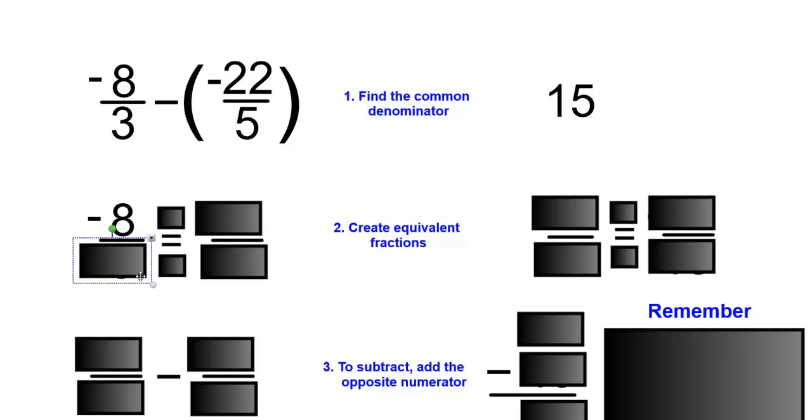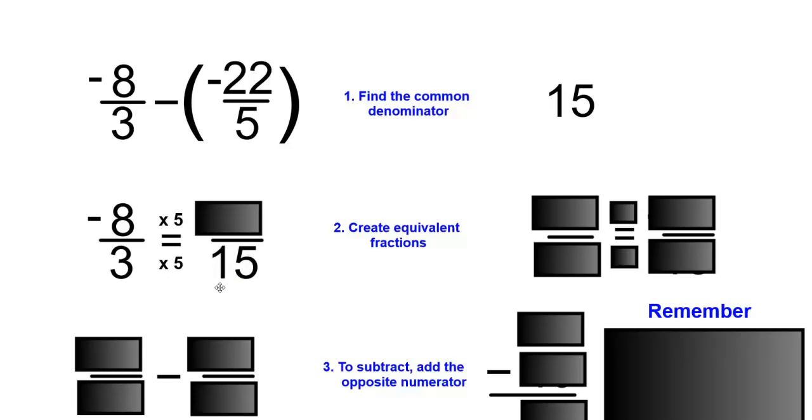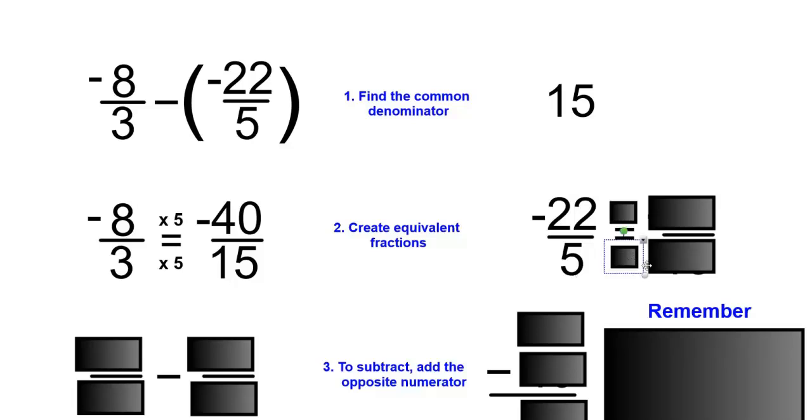So we have -8/3. To make an equivalent fraction with a denominator of 15, we multiply 3 by 5, therefore multiplying the numerator by 5 as well. -8 times 5 is -40. For -22/5, to get a denominator of 15, we multiply by 3. Therefore, we multiply the numerator of -22 by 3 as well, and that will give us -66.